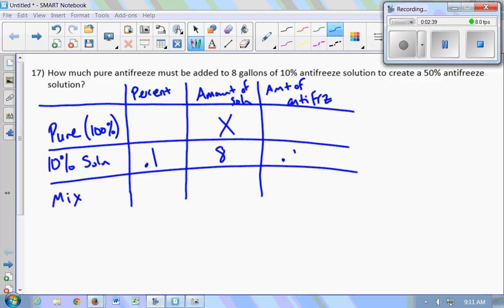So this is 0.8, and I get that by multiplying the 10% times the 8. 0.8 gallons is pure antifreeze. Now my pure antifreeze, its percentage is 1 for 100%, which means that because all of it is antifreeze, I have X gallons of it. That's X gallons of pure antifreeze. You can also think of it as 1 times X. All right, and now my mixture is supposed to be 50%, so I'm going to put 0.5 there. And I'm adding X gallons of pure to 8 gallons of the 10%. This is 8 plus X.